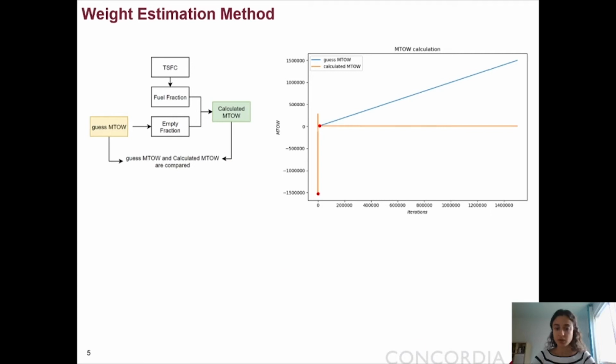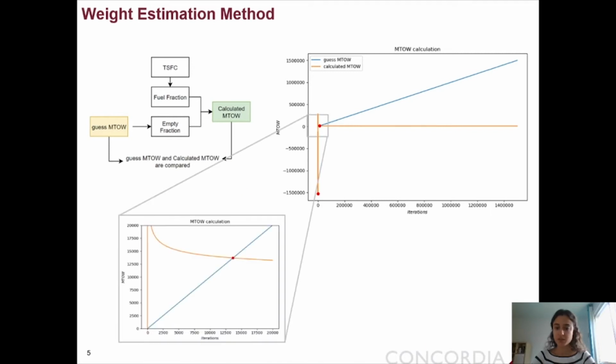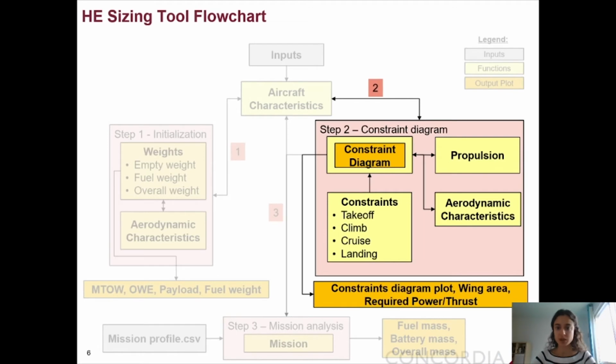On the graph, we can see an example of the guessed maximum takeoff weights and the calculated weights and where these values intersect to determine the actual takeoff weight of the aircraft. Moving on to step 2.